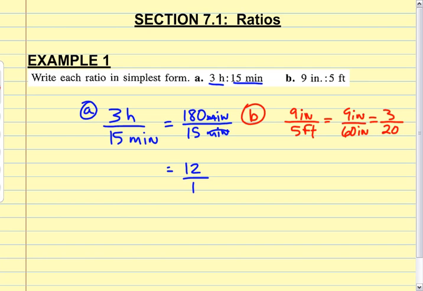Good. Do I need to write the units, Cecilia? No, because it's a ratio. They both have the same units. I just drop those off. All right? Okay. Nice job. Let's look at the next one.